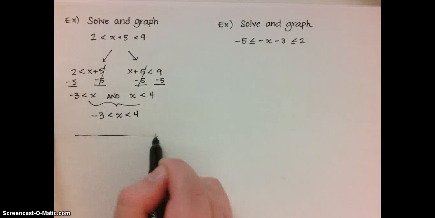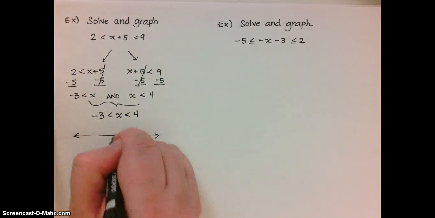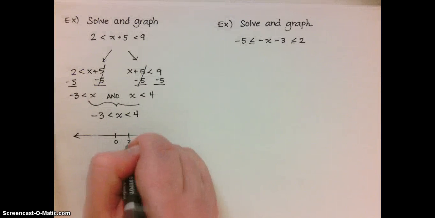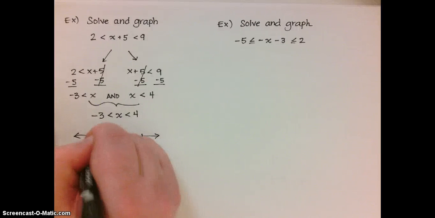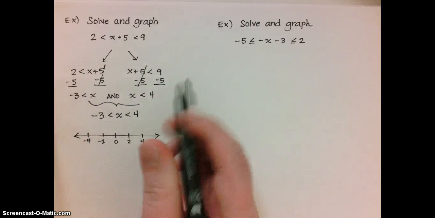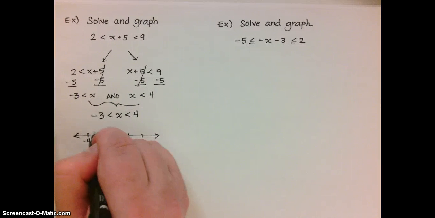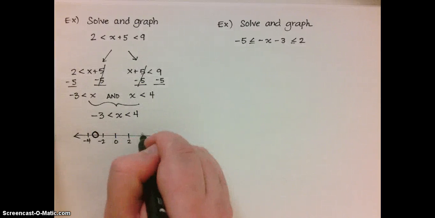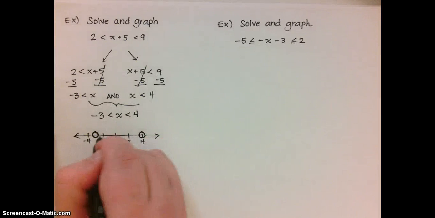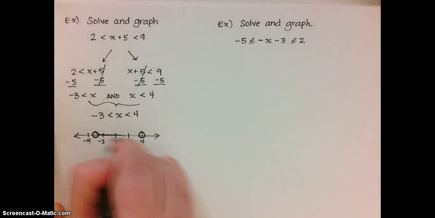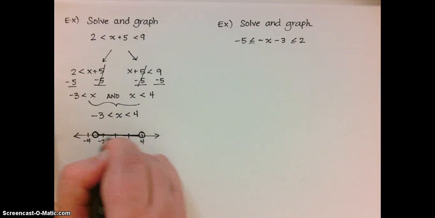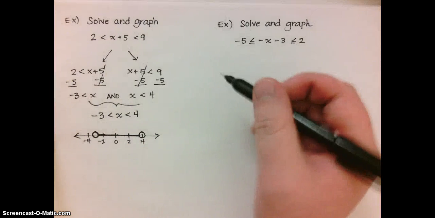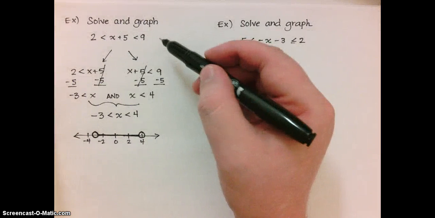So let's graph this. We're getting pretty good at it, I think. 0, 2, 4, -2, -4. And it's all those numbers between -3 and also +4. It's not going to be equal to them, but any of those real numbers in between it, it's going to be my intersection. So this was one way to solve a compound inequality.